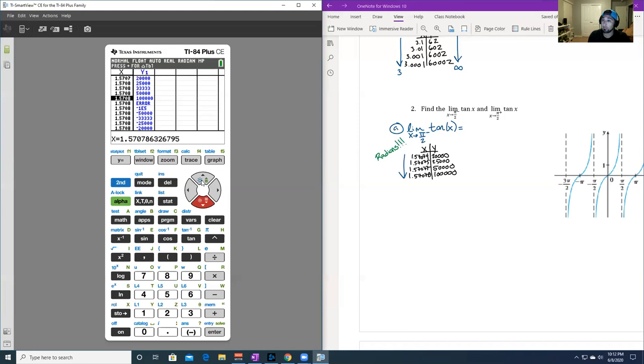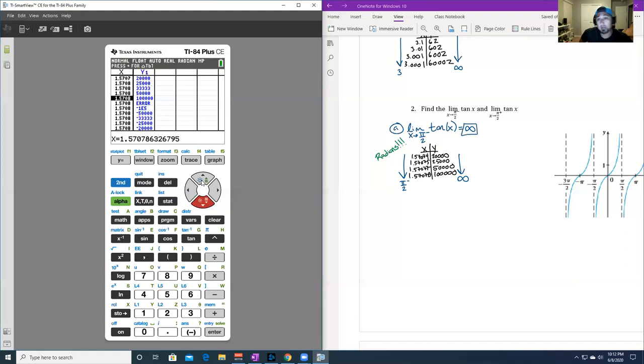as my x values get closer to pi over 2 from the left, my y values are getting larger and larger towards infinity, which means our limit for tangent is headed towards infinity. So the limit as x approaches pi over 2 from the left is going to be infinity.